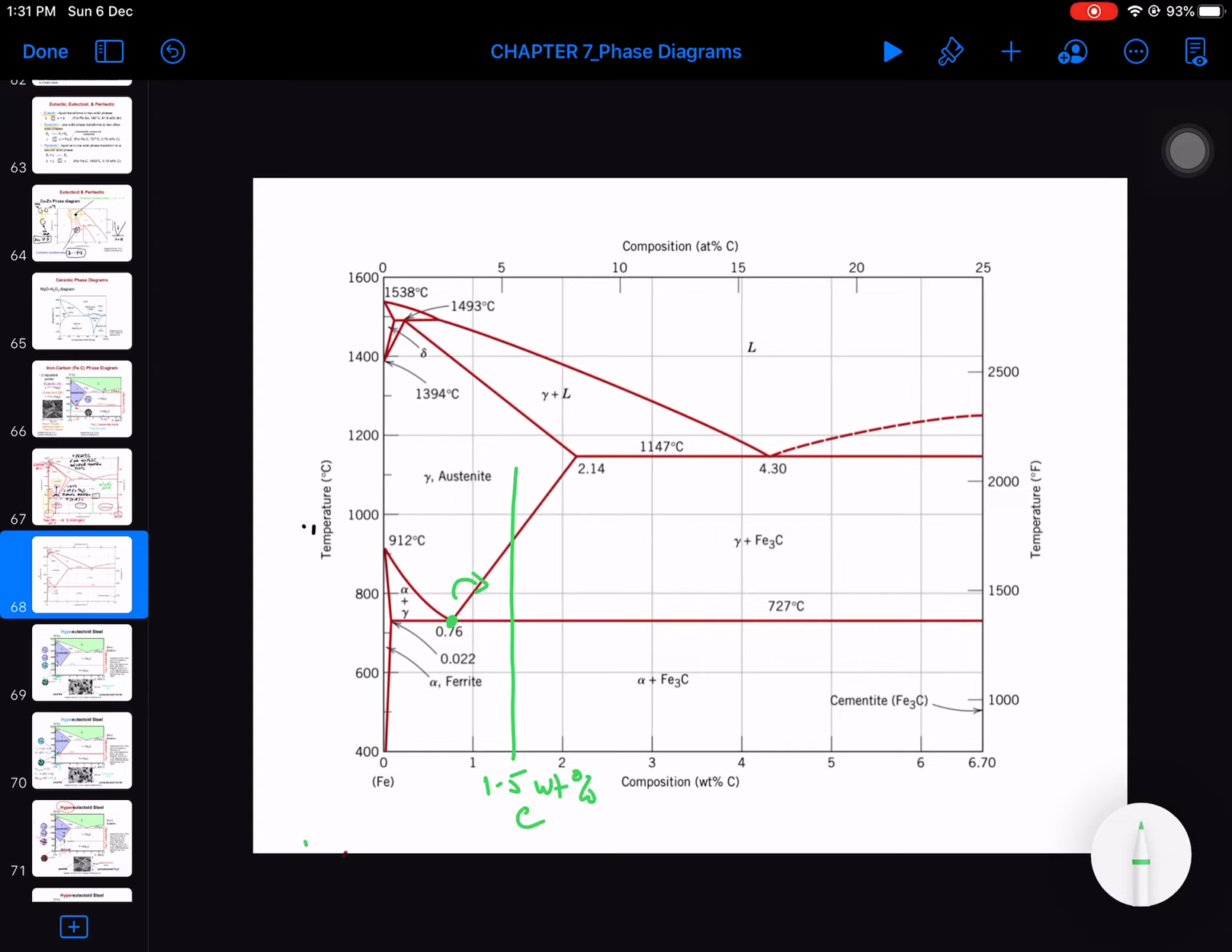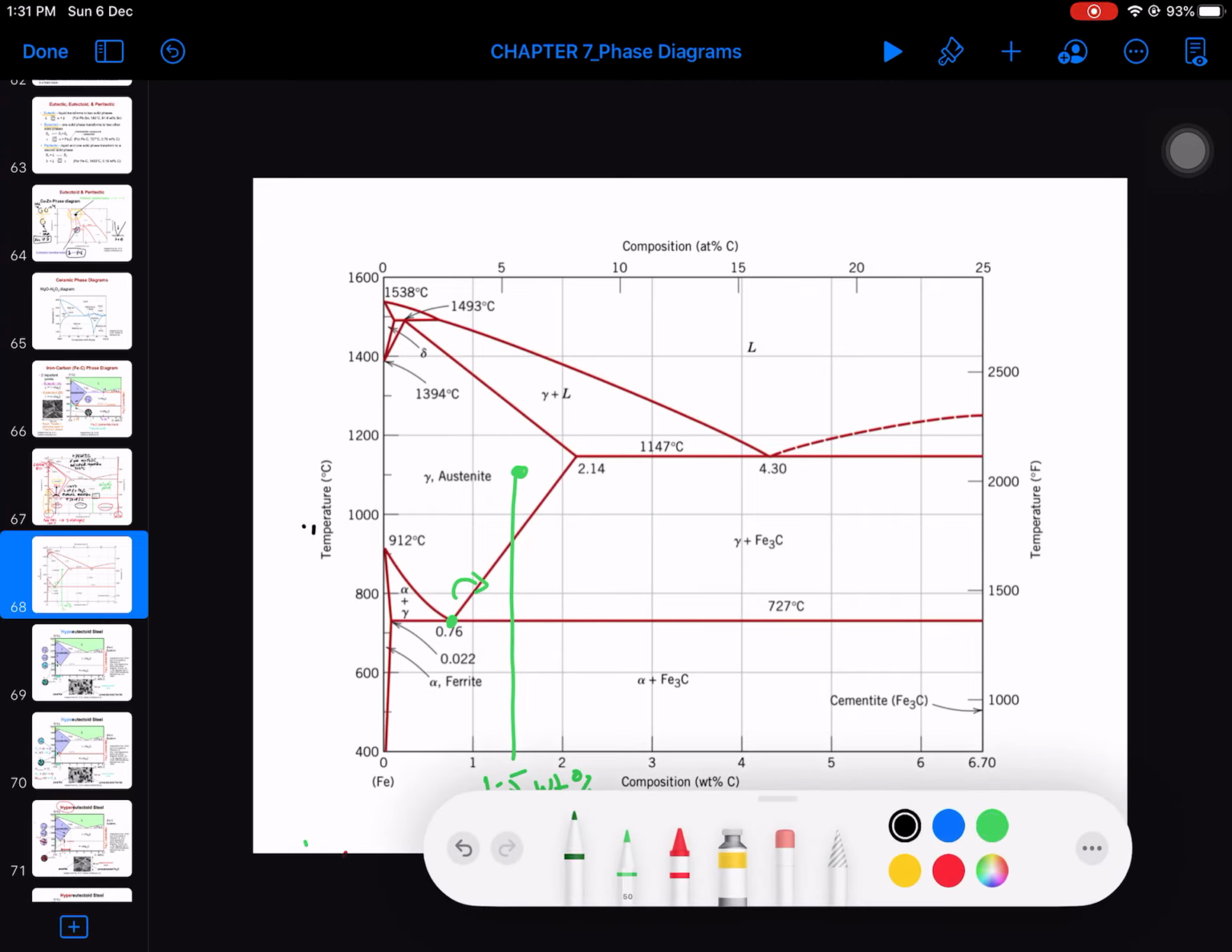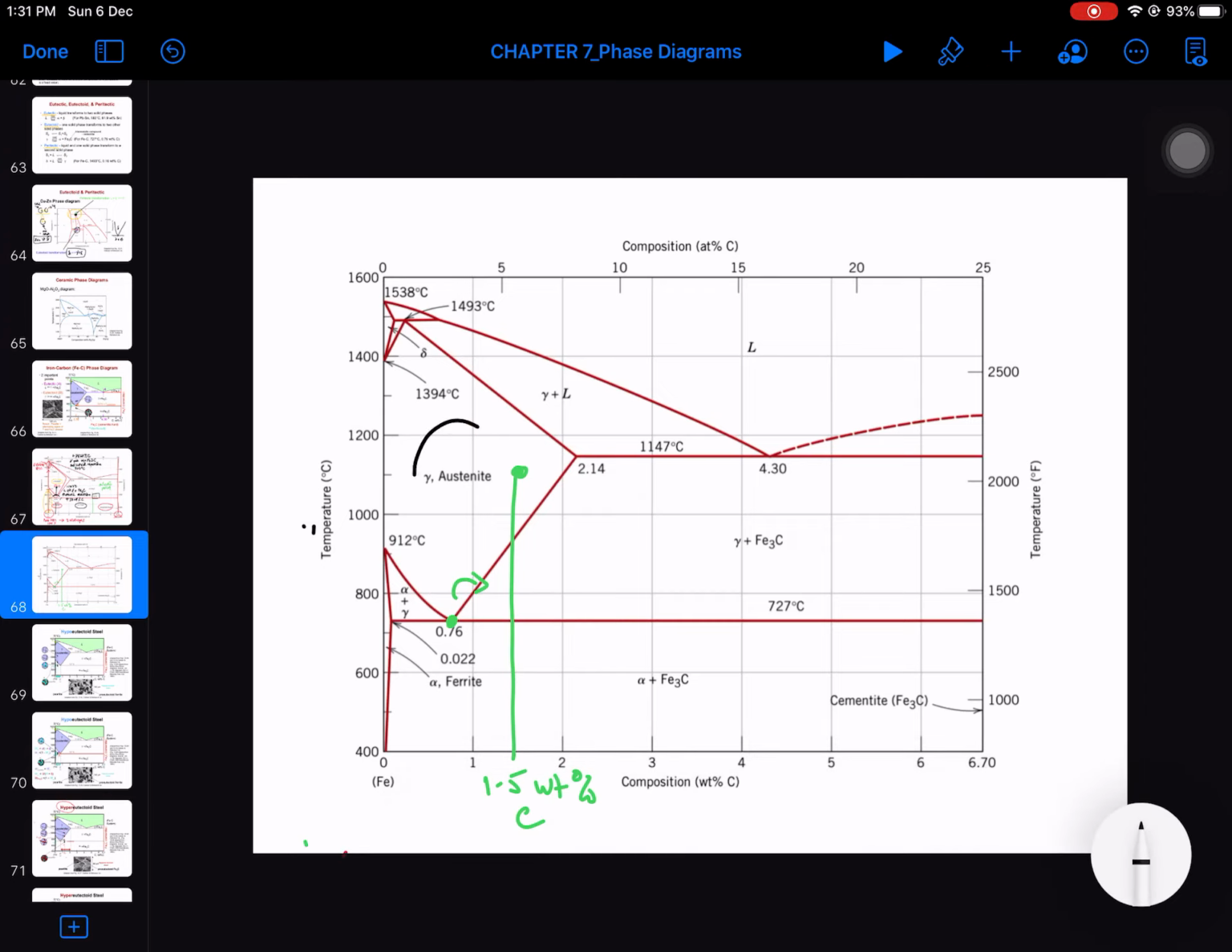Let's start from the austenite region, because we always start at the austenite region for steel, for the heat treatment of steel. Upon cooling, at first it's in the all austenite region, so the microstructure will look something like this. This is the grain for austenite. So it's 100% austenite.